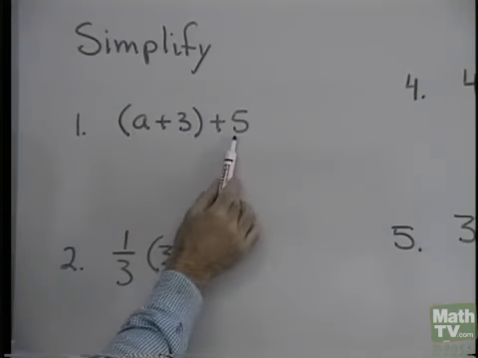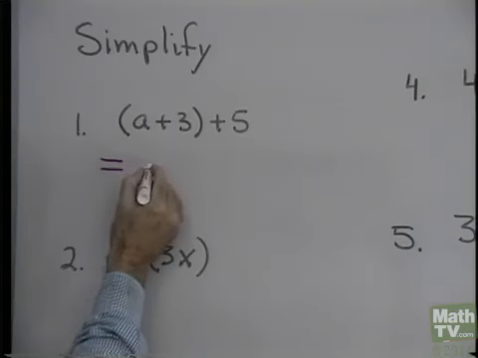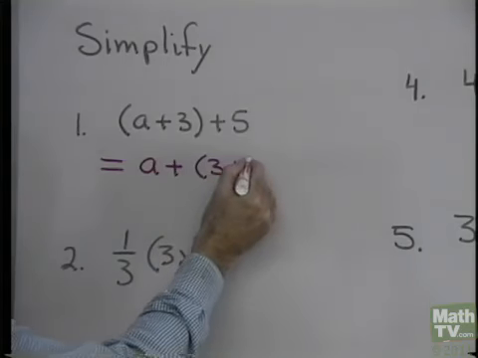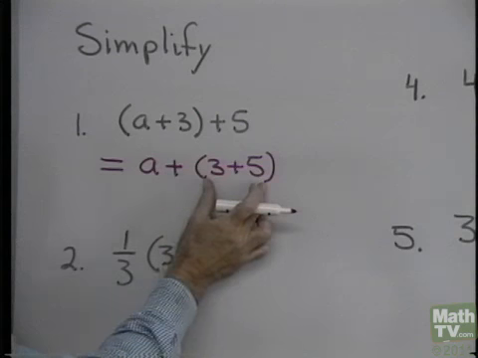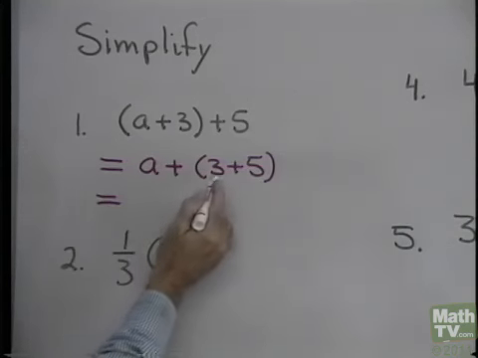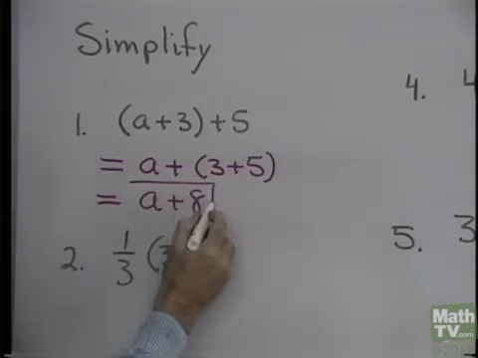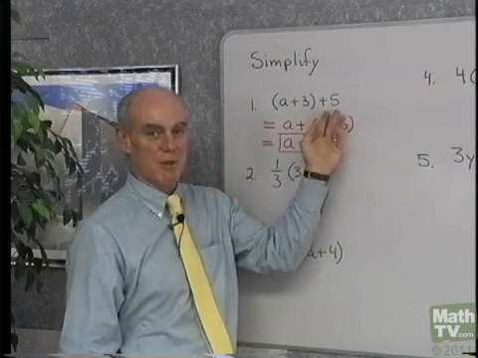What allows me to simplify this is the associative property of addition, and so I'm going to rewrite this sum as a plus the quantity 3 plus 5, using the associative property to change the grouping from a and 3 to 3 and 5. Now that I've grouped 3 and 5 together, I can simply add them, a plus 8. So a plus 8 is the simplified version of the quantity a plus 3 plus 5.